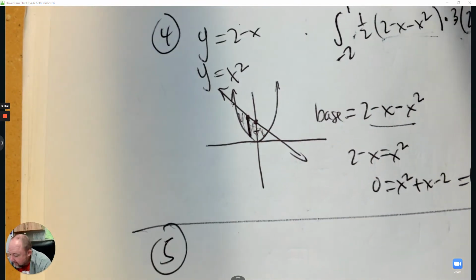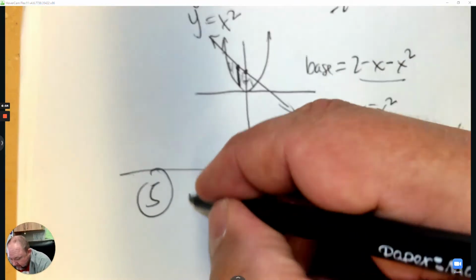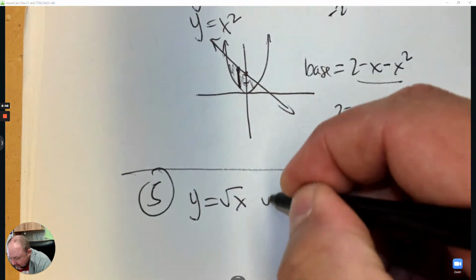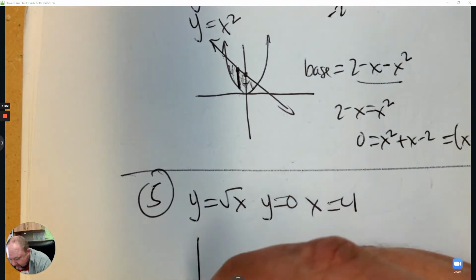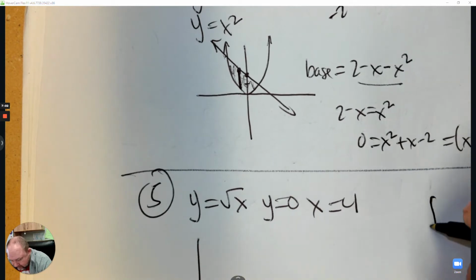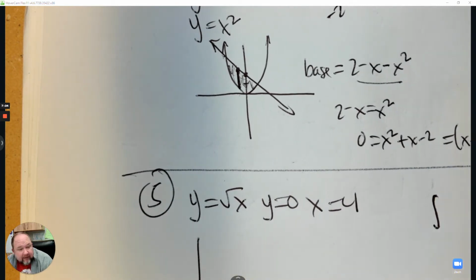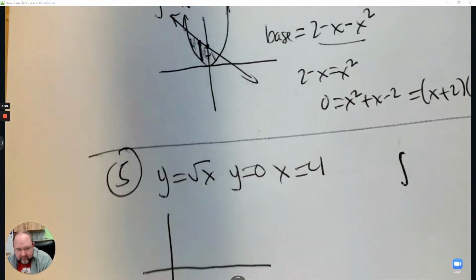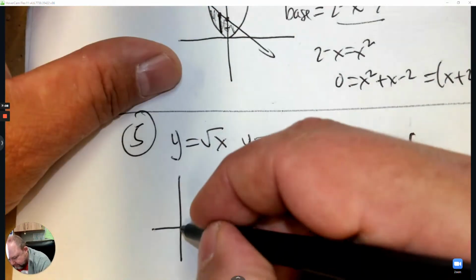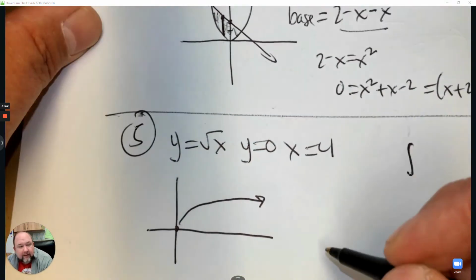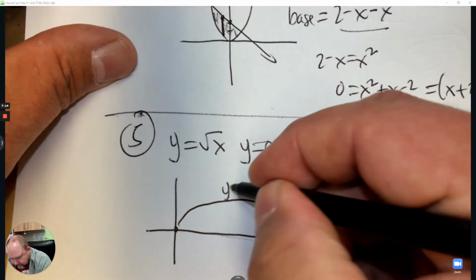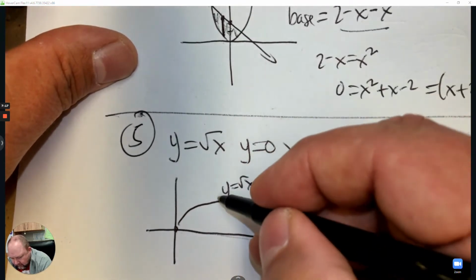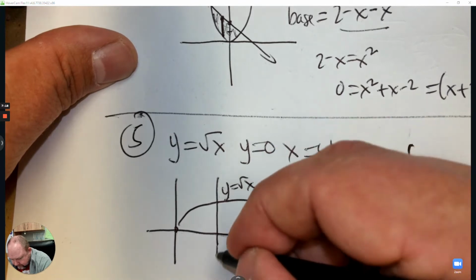In number 5, find the volume of a solid that's bounded. So y equals the square root of x, y equals 0, x equals 4. So I'm going to graph this. I know this is an integration question, so there it is. And we actually have to do the work here to find the volume. So the square root of x, y equals 0 is right here. And then 4, well, I'll put 4 right here.